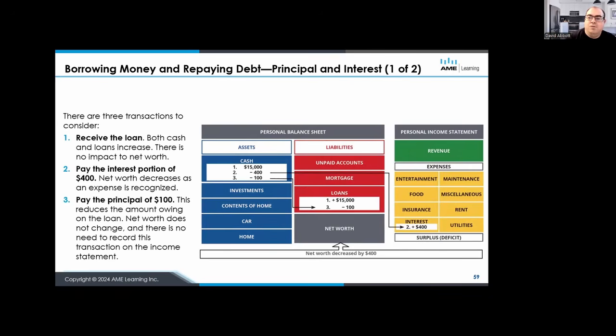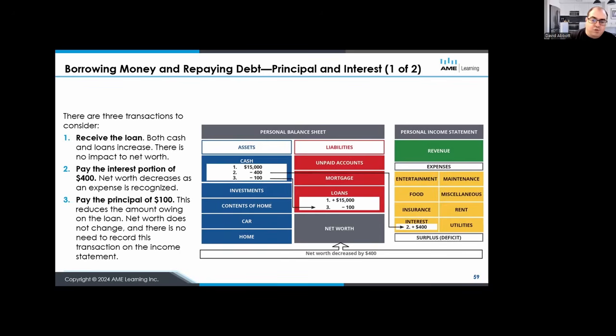Okay, so now talking about borrowing money and repaying money, principal and interest. There are three transactions that occur. The first, which is shown on here with number one, is when you receive the loan. So both your cash and the loans, which are part of the liability, are going to increase. There's no impact to your net worth or to equity.